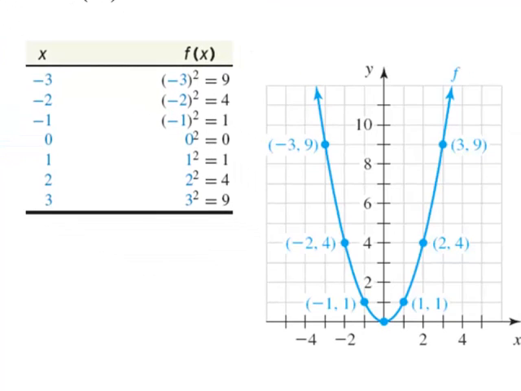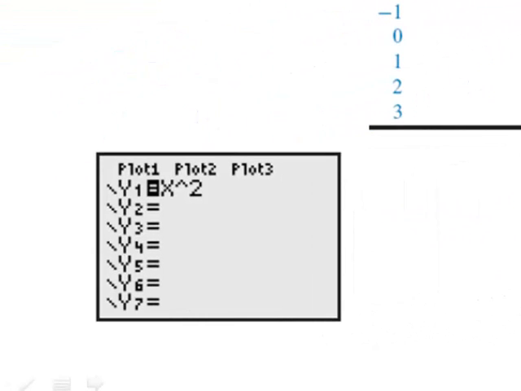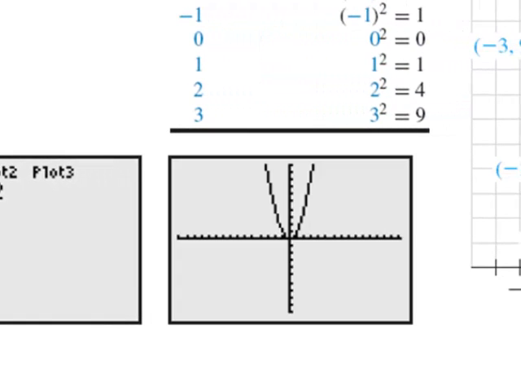Using graph paper, we can plot these x, y coordinates. And this is what the graph of a quadratic function looks like. We call this a parabola. Using the graphing calculator, we type in x squared into y equals and hit graph, and we have our parabola.